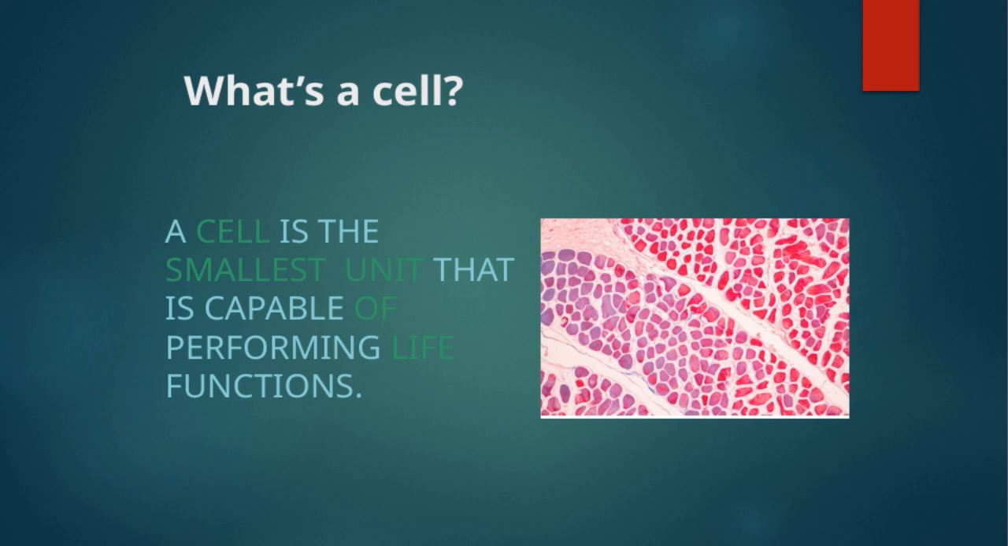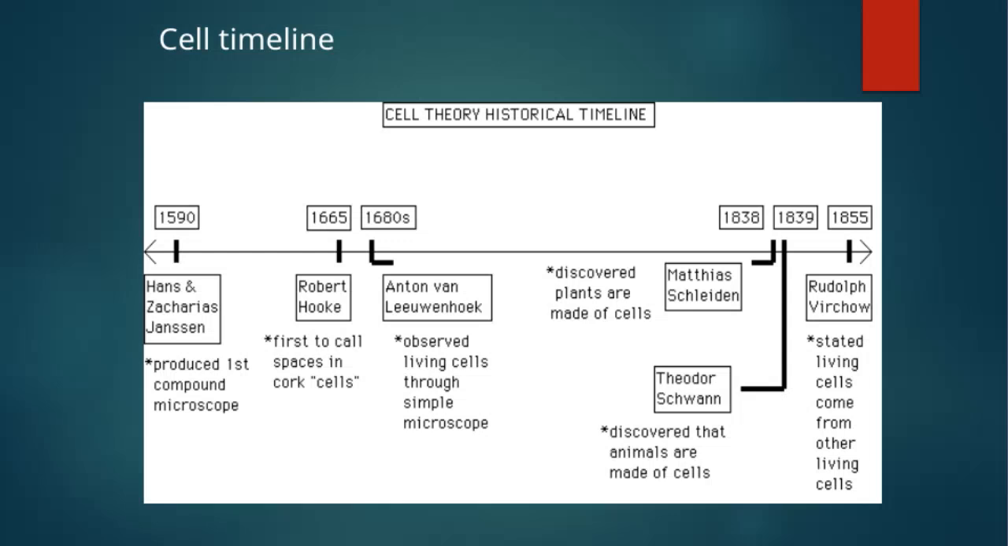Even though cells are tiny and often invisible to the naked eye, they are incredibly complex and efficient. They carry out essential tasks like obtaining nutrients, producing energy, and eliminating waste. Understanding cells helps us see how living things grow, develop, and stay alive. This is a crucial concept because everything in biology revolves around these tiny but mighty units. Let's take a closer look at the cell timeline.